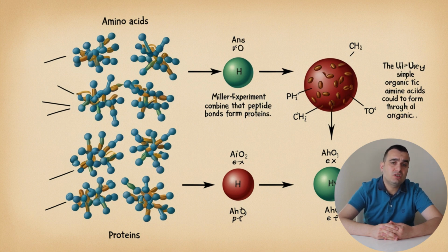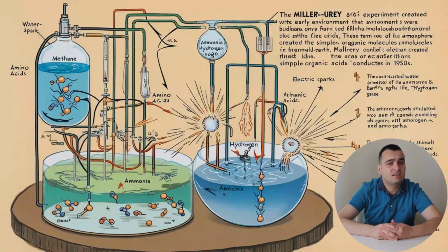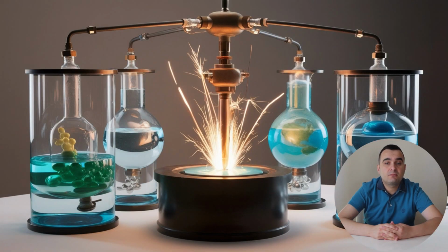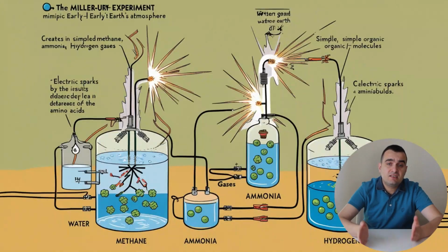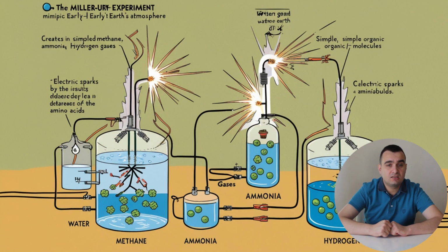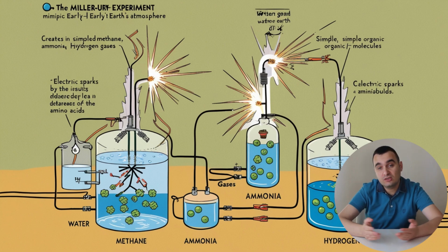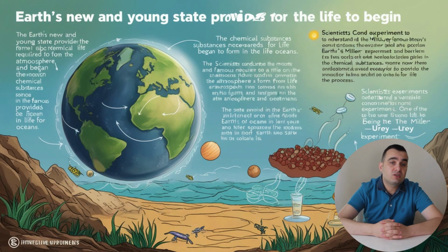Conducted in the 1950s, the Miller-Urey experiment created an environment that mimicked early Earth's atmosphere. This environment contained water, methane, ammonia, and hydrogen gases. These gases were stimulated by electric sparks, resulting in the formation of simple organic molecules, such as amino acids. Amino acids are the building blocks of proteins, which are essential for life. Amino acids combine through peptide bonds to form proteins. Proteins are the building blocks of cells and play critical roles in many biological processes.